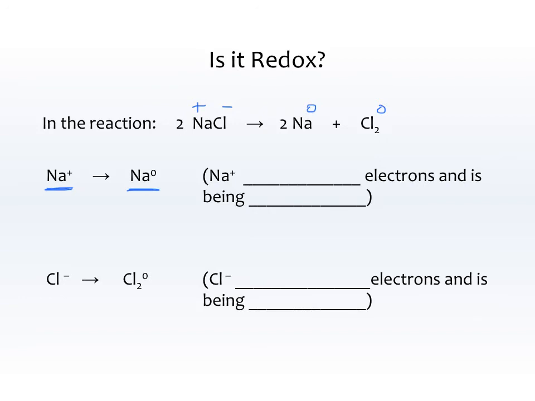Na+ gained electrons and is being reduced. I can tell that it gained electrons because electrons are negative, which is why the oxidation number went down. For chlorine, since it started at a negative and went to 0, it actually went up. So chlorine must have lost electrons, and so we say that chlorine has been oxidized.